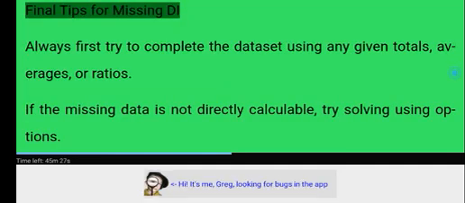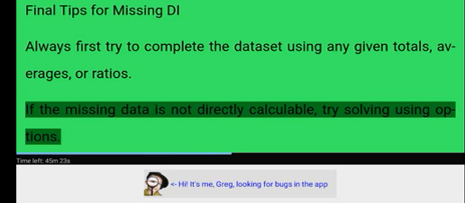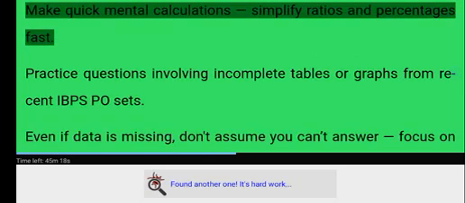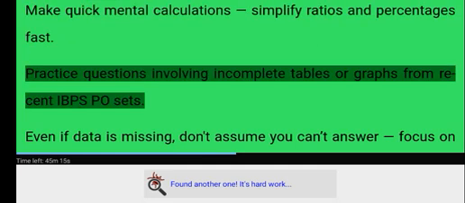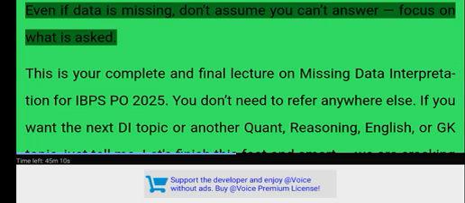Final tips for missing data. Always first try to complete the dataset using any given totals, averages, or ratios. If the missing data is not directly calculable, try solving using options. Make quick mental calculations, simplify ratios and percentages fast. Practice questions involving incomplete tables or graphs from recent IBPS PO sets. Even if data is missing, don't assume you can't answer, focus on what is asked.